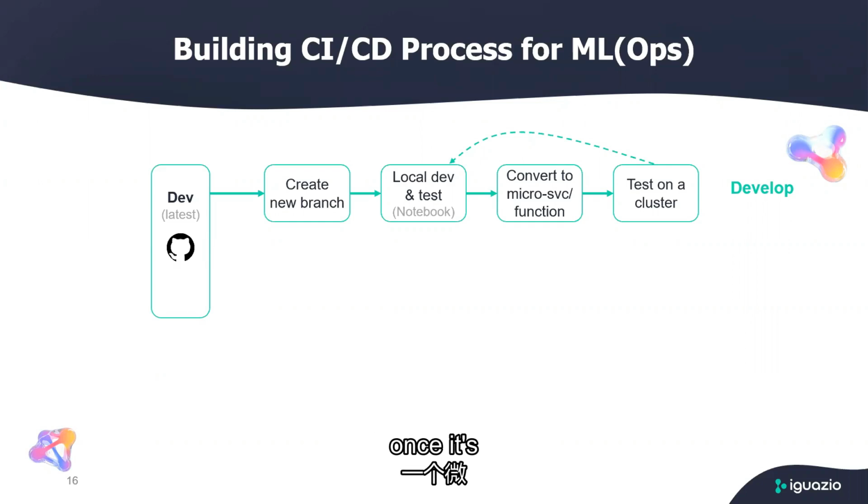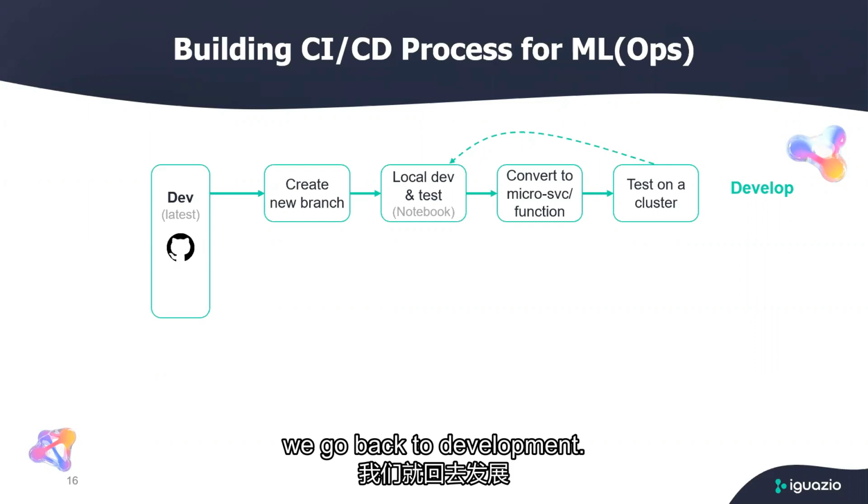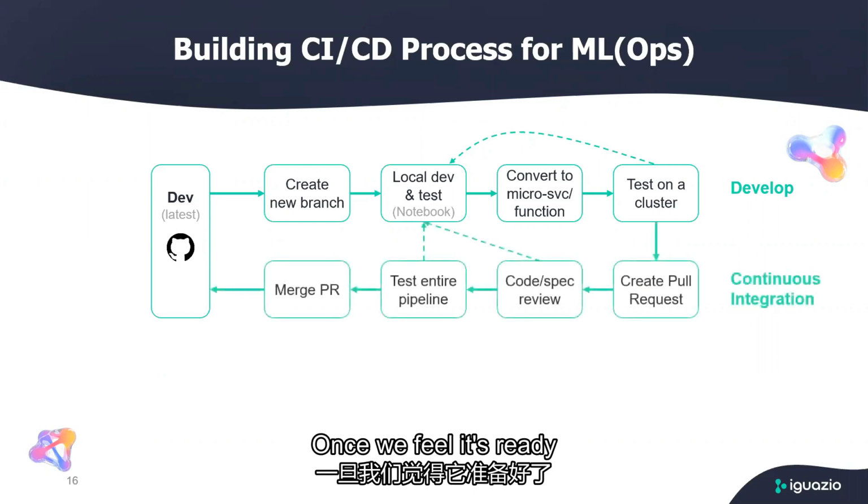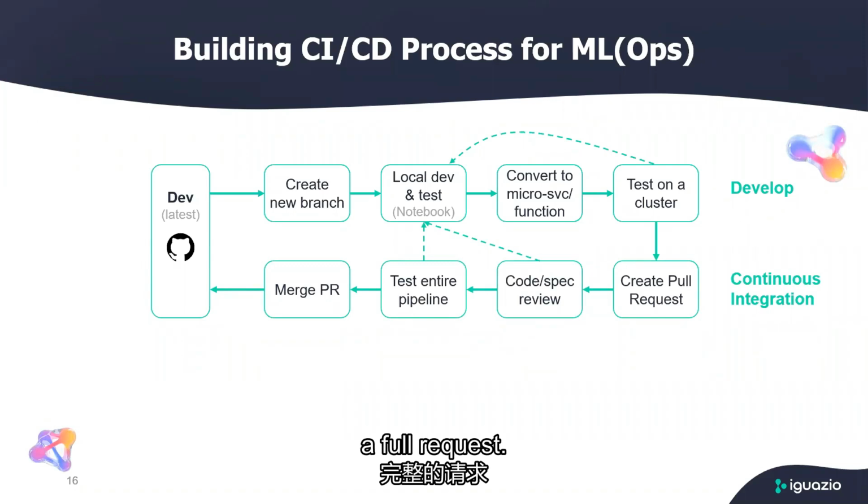And then once it's a microservice, we want to see that it's actually working on the cluster. We haven't missed some dependencies, or there's no issue with the scale out frameworks or whatever. If it breaks, we go back to development. Once we feel it's ready, we move to a CI phase. So we create a pull request.